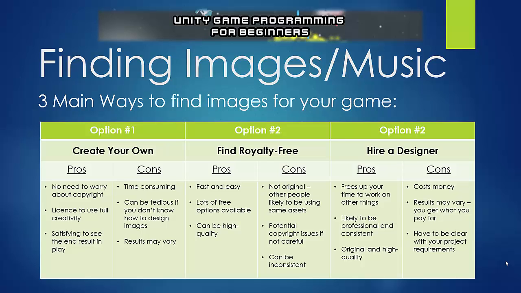Now, in terms of images and music, there's basically three main ways to find this stuff for your game. So number one, you can create your own, and if you do this, you don't have to worry about any copyrights. You have the full license to use them however you want, and it's satisfying to see your own results in the end. And not only that, but you're also going to have some original artwork for your game, which is pretty cool.